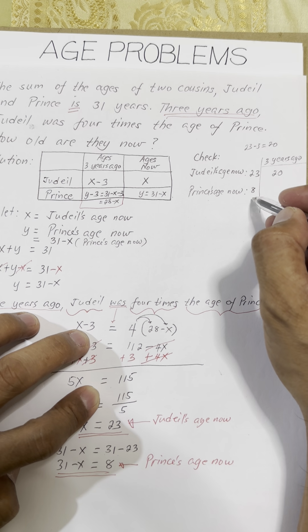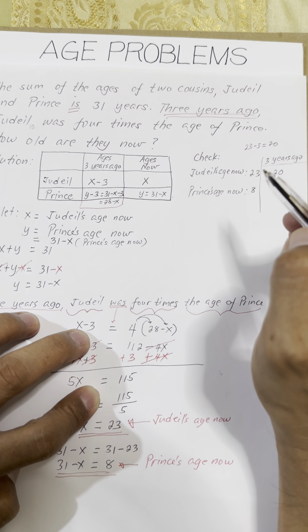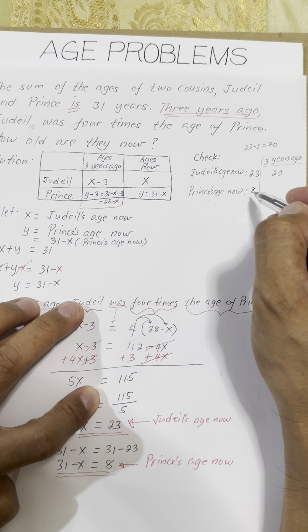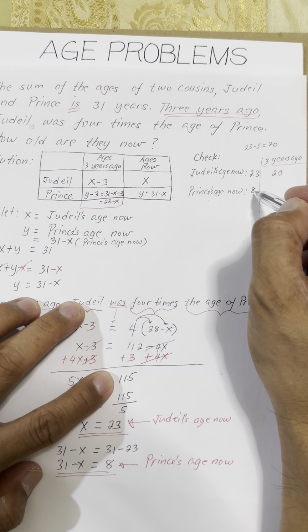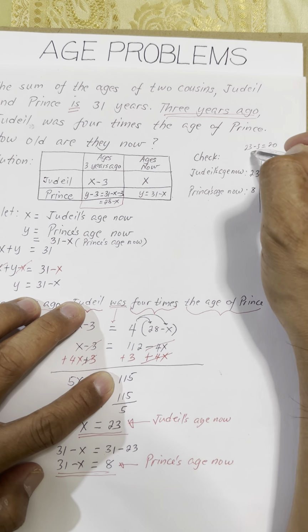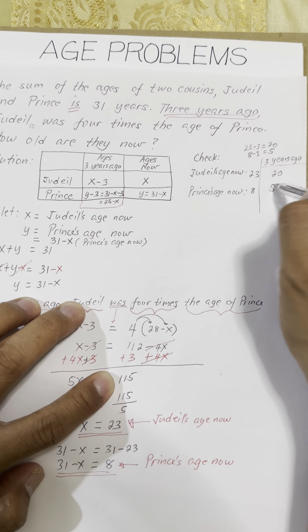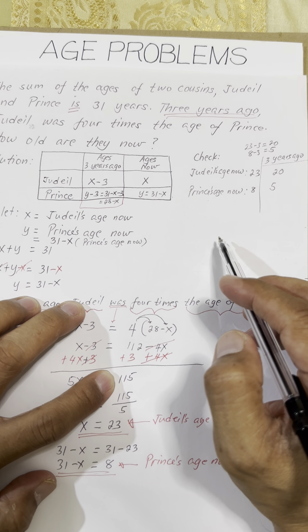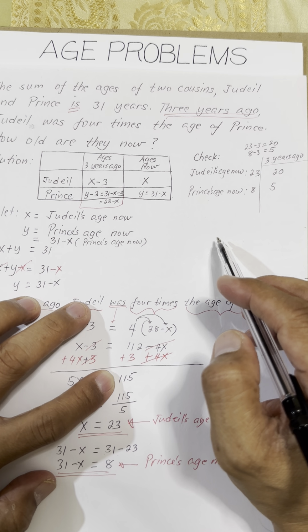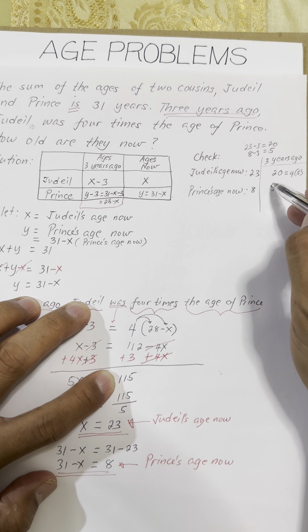Then Prince's age 3 years ago is 28 minus x. What is 28 minus x equal to? 8, right? This is Prince's age now, but 3 years ago, 8 minus 3 is equal to 5. So 3 years ago, Prince's age was 5. Now let's check if 3 years ago, Judel was 4 times the age of Prince. This 20 is just the same as 4 times 5, right?